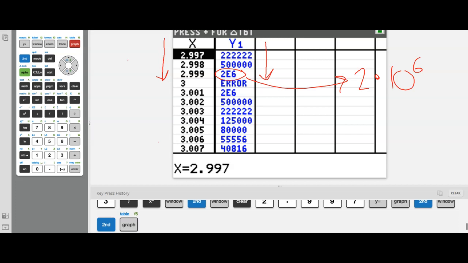So we approach infinity as we approach from the left, and as we approach from the right, we can also see that these numbers are increasing, just like they were when we approach from the left. So our limit as x approaches 3 is positive infinity.